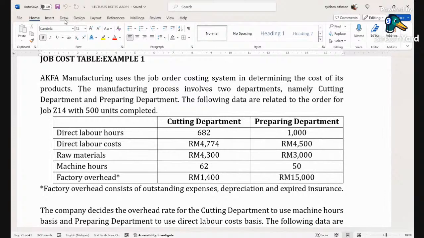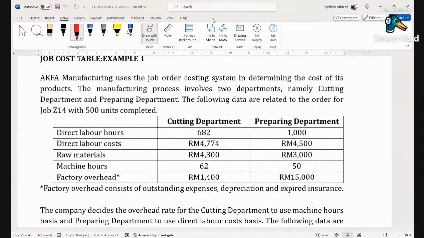Okay, so ini dia bagi data untuk job Z14. Okay, unit yang kita akan produce ialah 500. Okay, so you are divided into 2 different departments, cutting department and also preparing department. So given here is your direct labor hours, direct labor cost, raw materials, that is your direct materials, and then your machine hours, and then your factory overhead. Okay, so nampak dekat sini dia ada asterisk tu, dia bagi tahu factory overhead consists of outstanding expenses, depreciation and expired insurance. Okay, so these are the items calculated in the factory overhead.